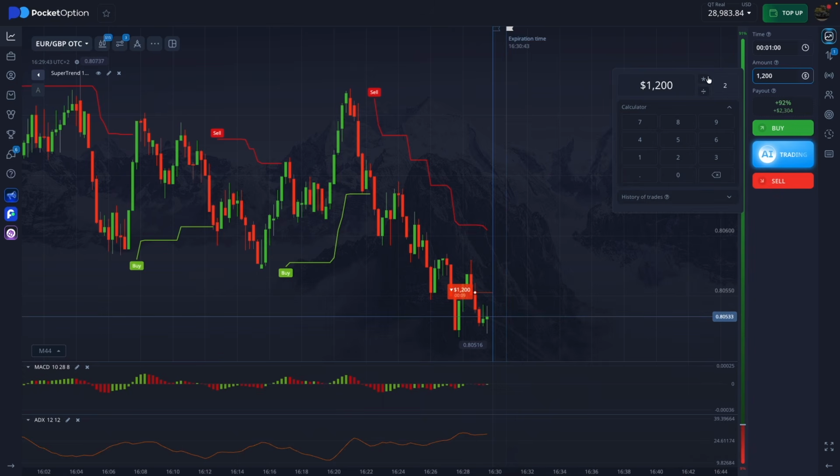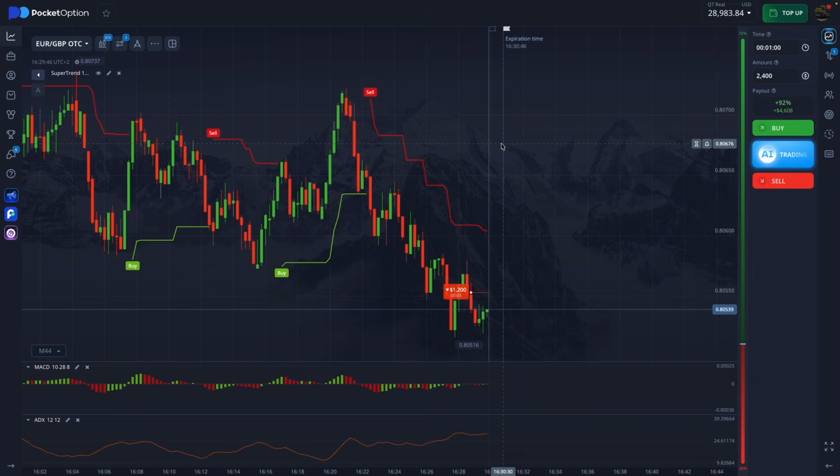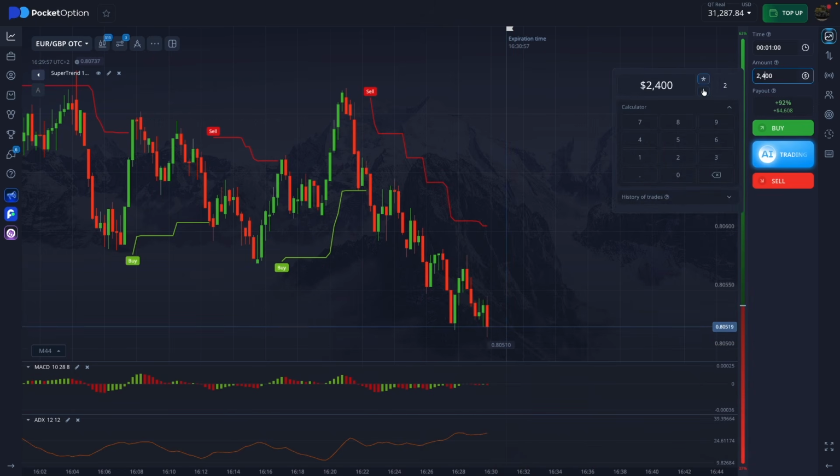Again, here, I can simply prepare a doubled amount, already $2,400, but I hope this trade closes in profit for me, and I will show what I do when my trades close in profit. Well, yes, my trade closed in profit. Wonderful. I recorded a net profit, and now I return to the initial trade amount. That is, here I set back $300.